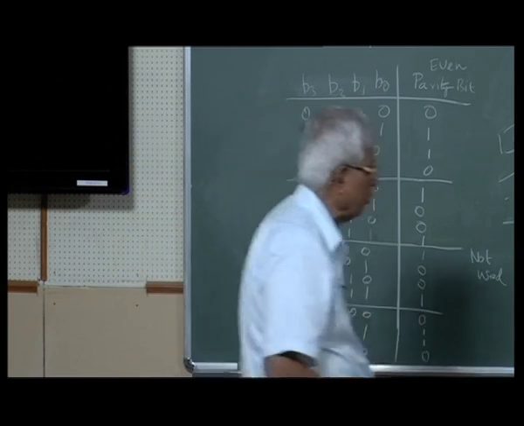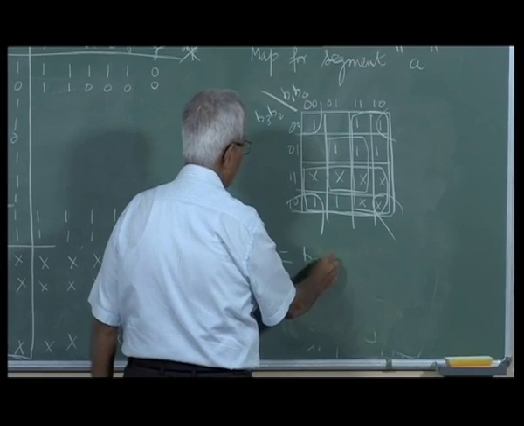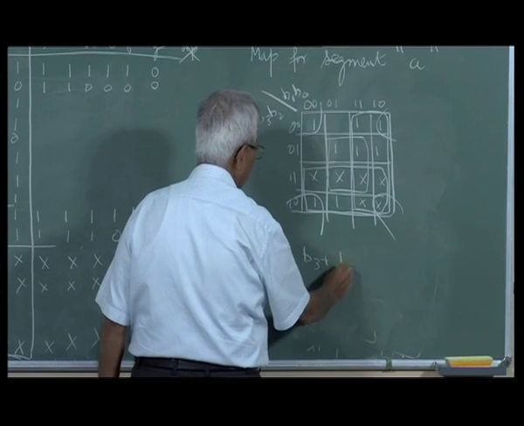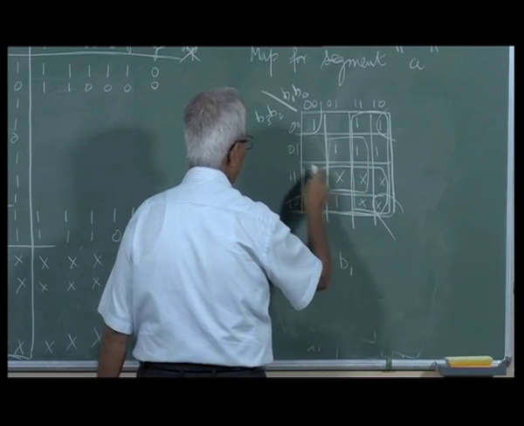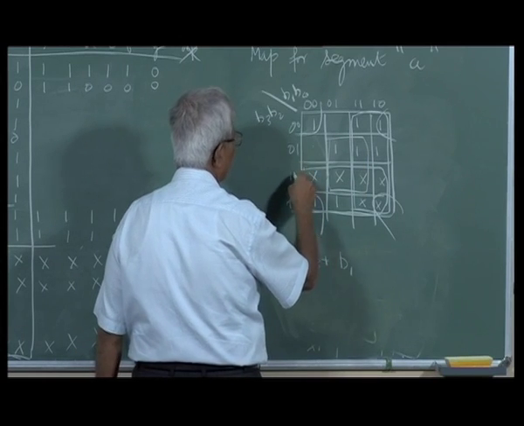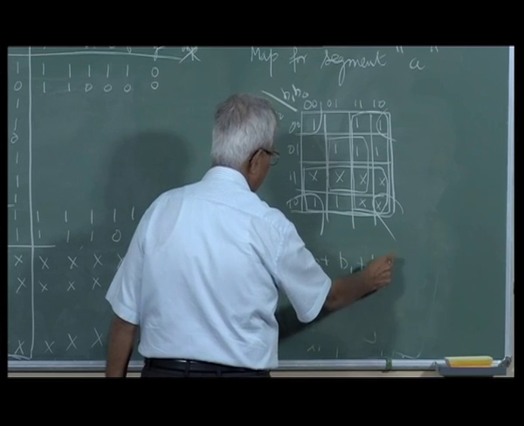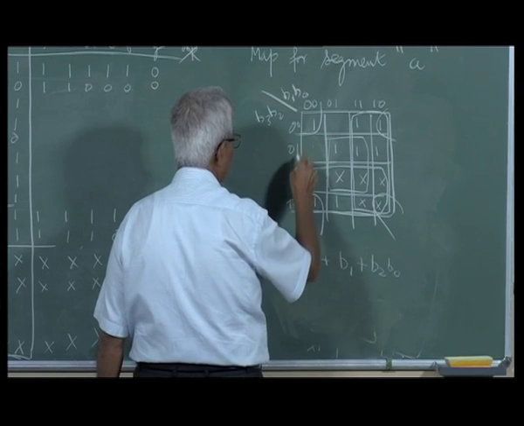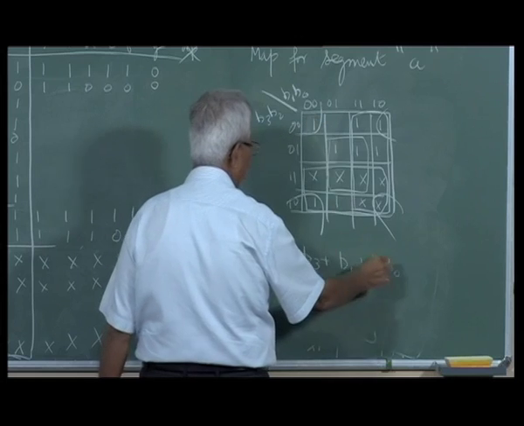So in this case A would be B3, B1, this one will be B2 B0, this will be B2 bar B0 bar.